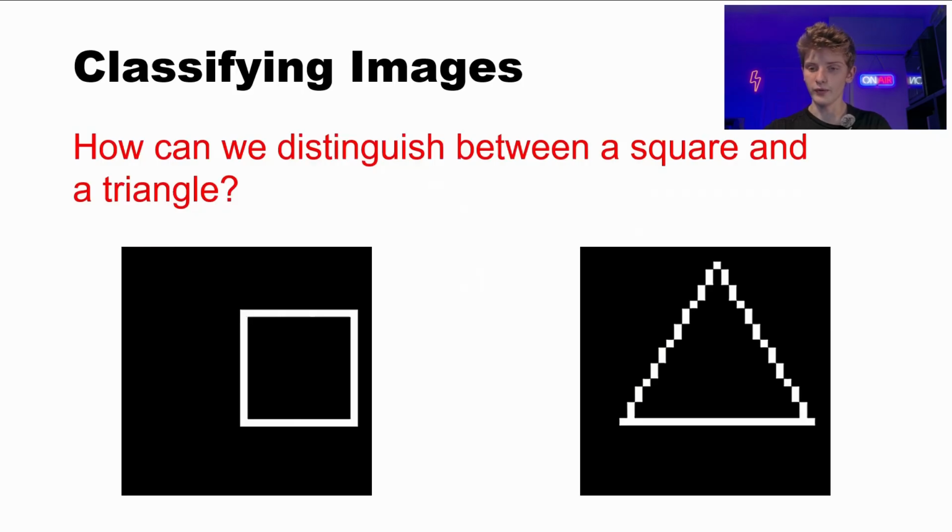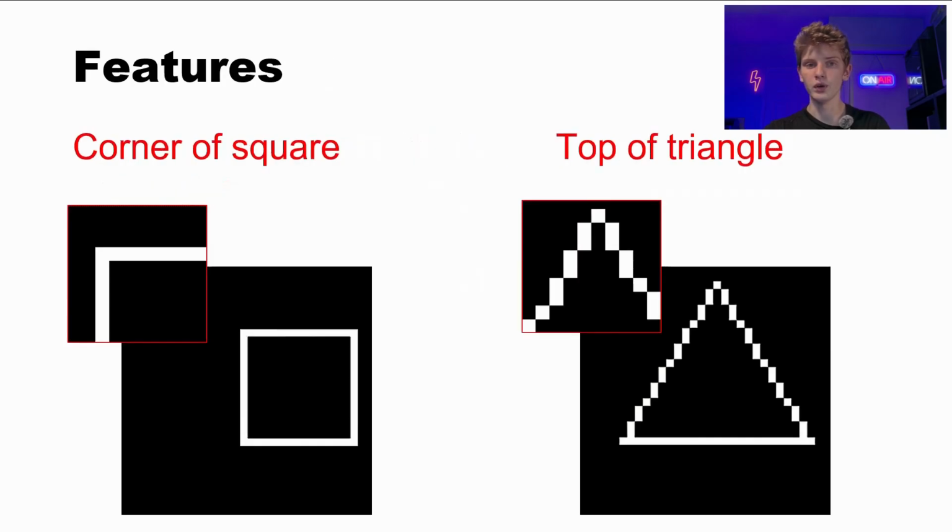How can we see if the image we have is one of these two shapes? Well, one way we could do that is to look for certain features in our image, specifically certain features that define whether our image is going to be a square or a triangle. So in this example that I'll be using, I'll be looking for the corner of a square, that right-angled corner, or the top of the triangle, as you can see on the screen.